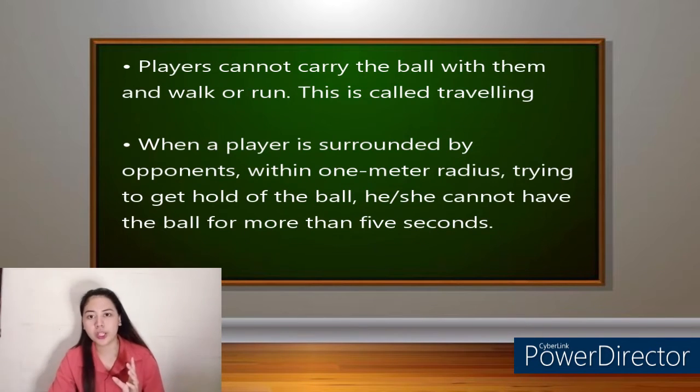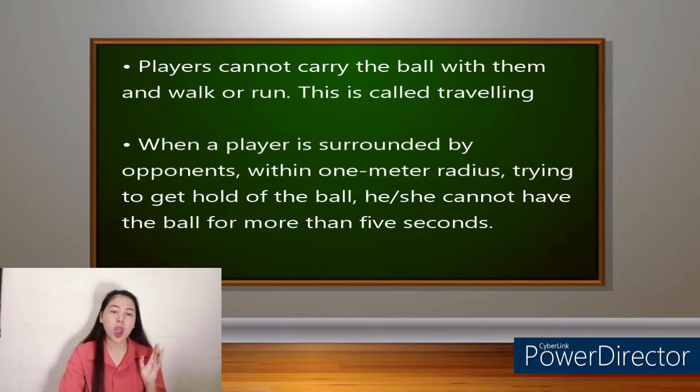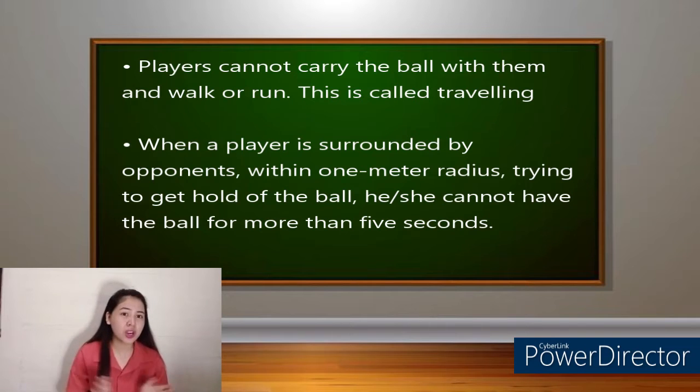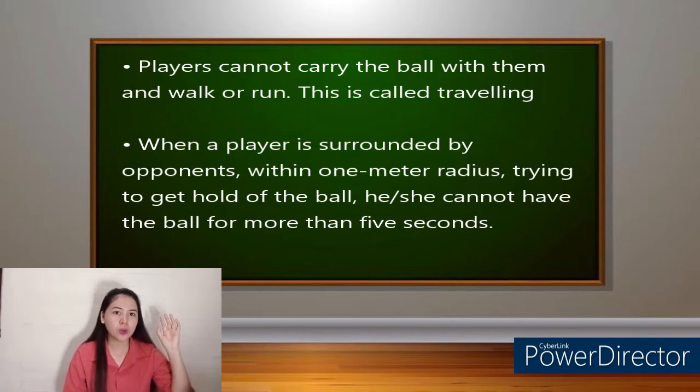A player cannot carry the ball with the team and walk or run. This is called traveling. You cannot hand carry your ball. All you need to do is keep the ball always on the floor, you're always dribbling it.